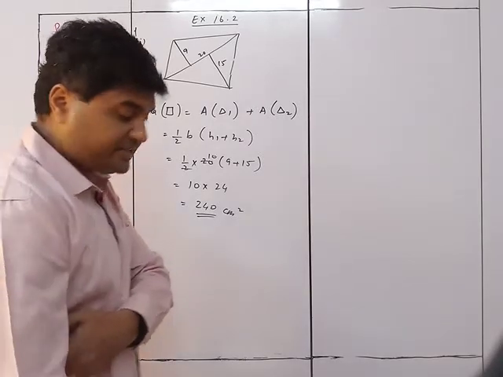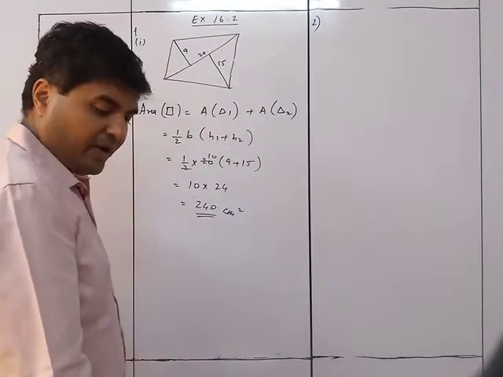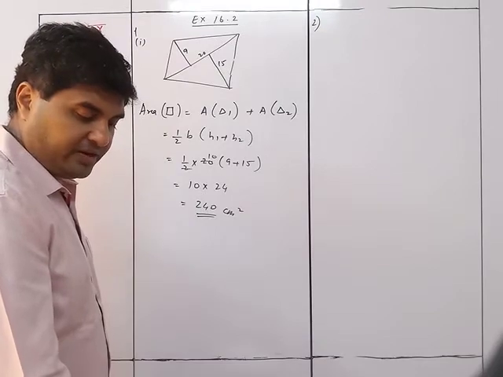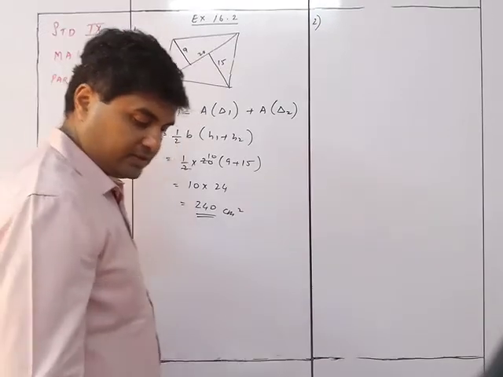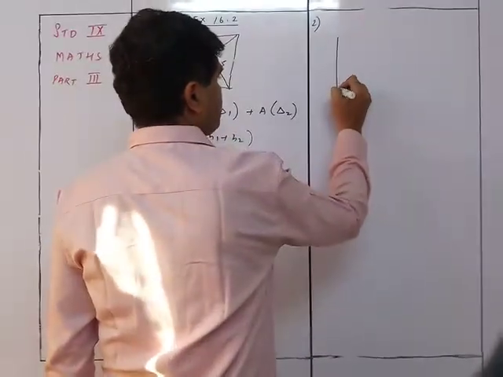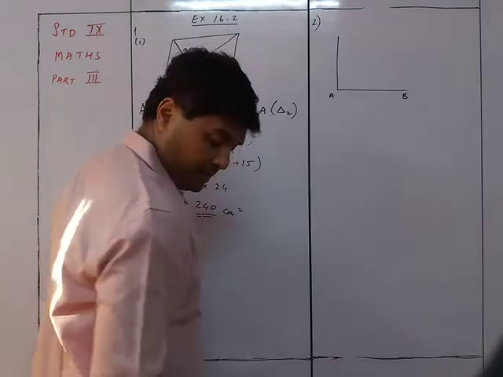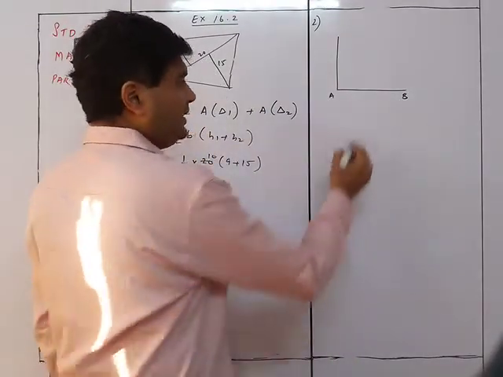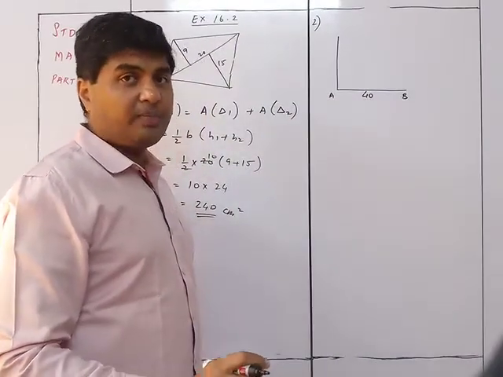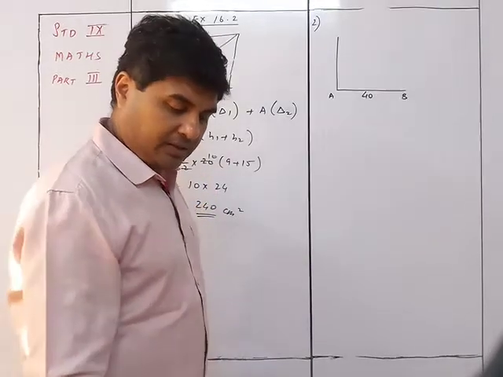We move on to sum number two. Find the area of a quadrilateral ABCD whose sides AB, BC, CD, AD are given. Angle A is 90 degrees. AB is 40. I am drawing a figure so that you can understand it. It is not necessary to draw the figure, but if you draw it, it will be good for you because you will understand better what to find.